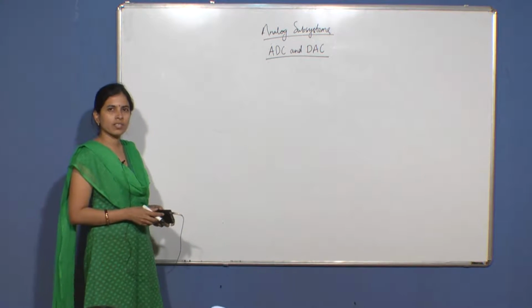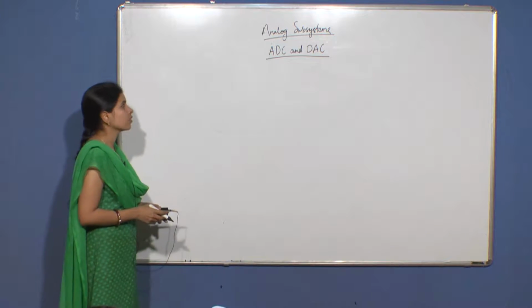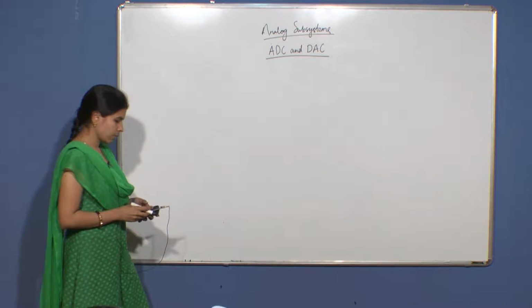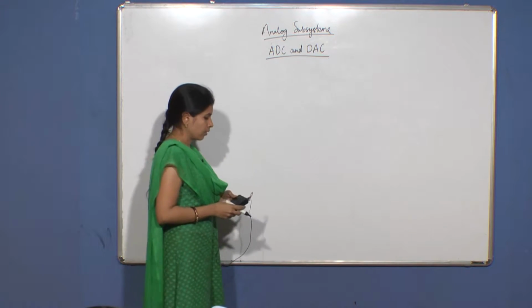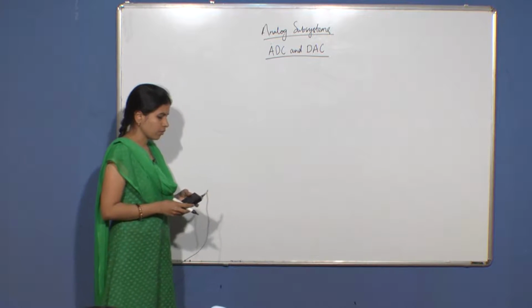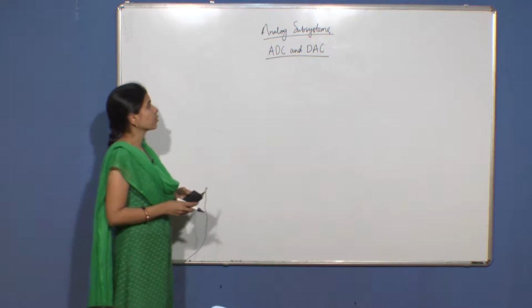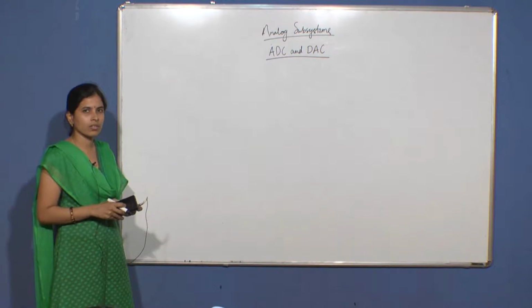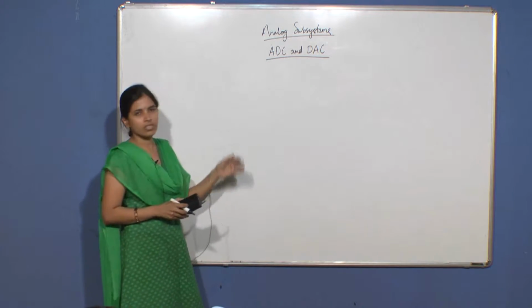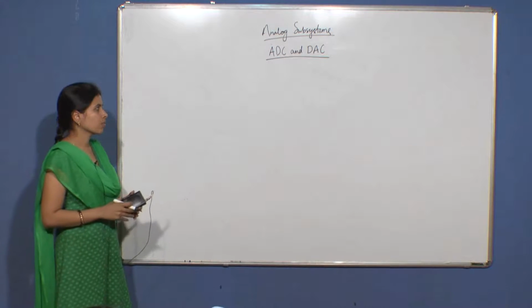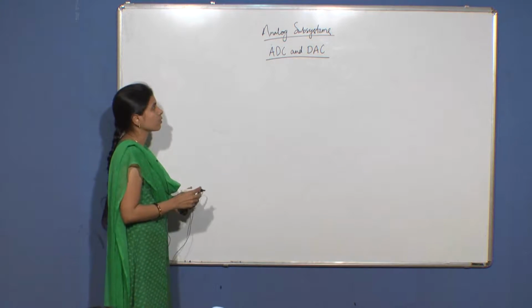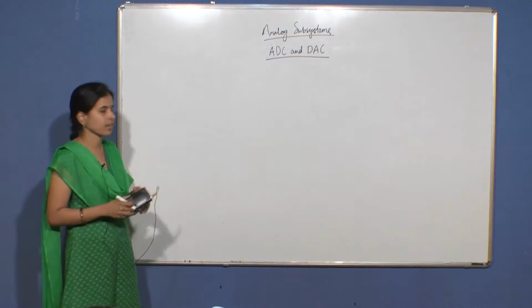Today we shall discuss analog to digital converters and digital to analog converters. Coming to the data converters, you have either to convert the continuous analog signal into digital or digital to analog. So, let us see the basic blocks which are required for the ADC and DAC.